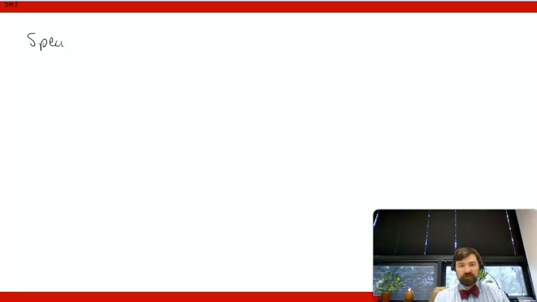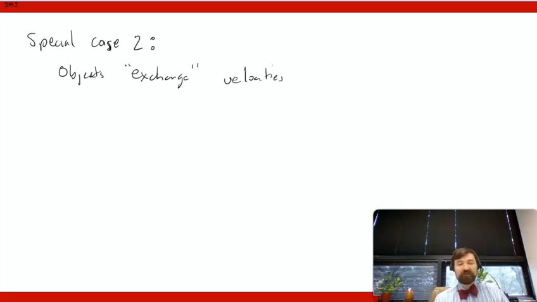Special case number 2, this one is a variation of the original special case. The original special case, something is stopped and something is not. Special case 2 is objects exchange velocities. So we could say like they exchange velocities. And again, the only way that this is going to happen in an elastic collision is, once again, they must have the same mass.